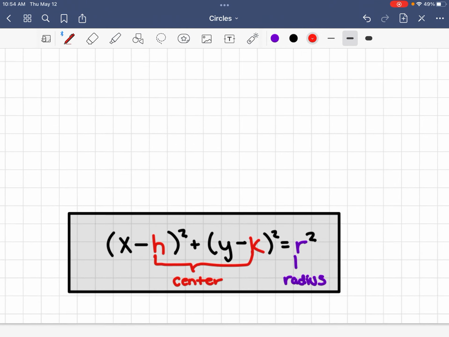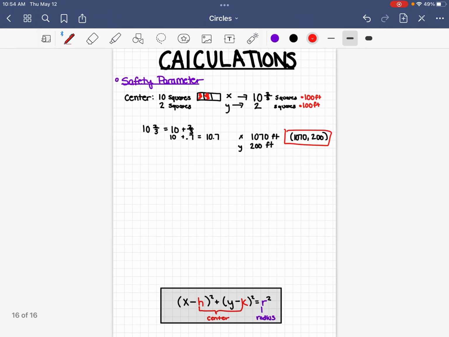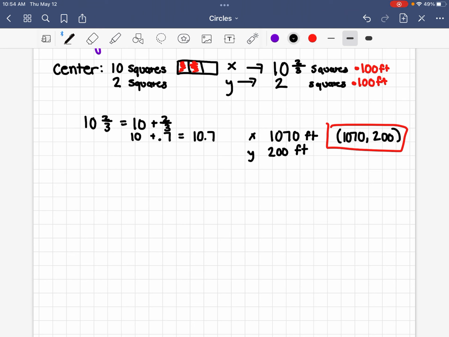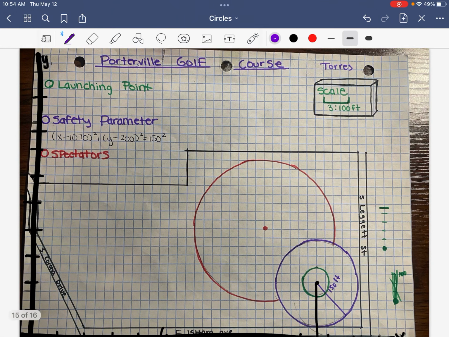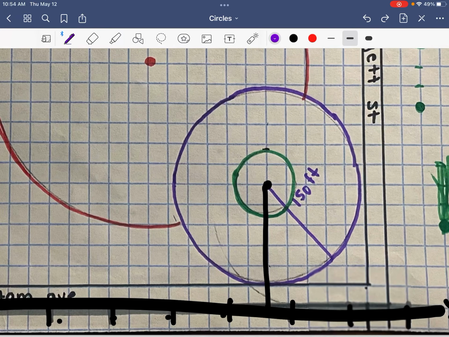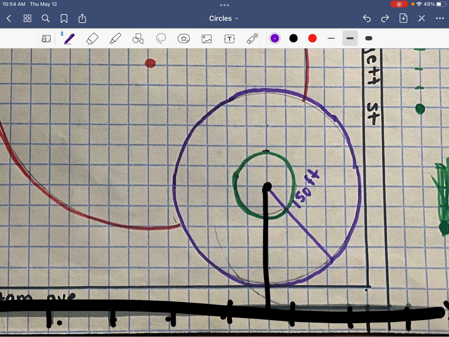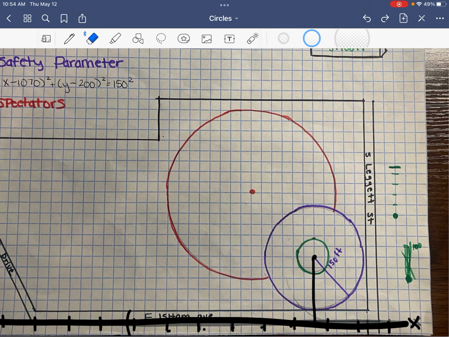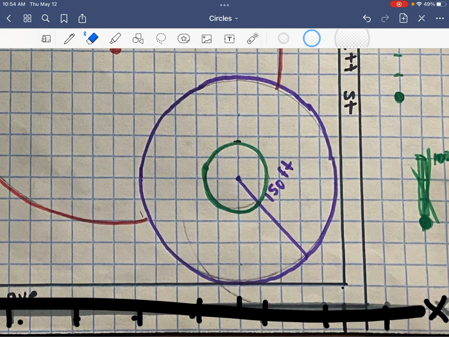All right, so we have center. The next thing we need is the radius. So I'm going to do radius. Nope, center I've been using red. Radius is purple. Okay. So if you remember, last time we had done my safety parameters 150 feet, right? Well, in case you don't remember, in case you didn't have a precise scale, or just to show you how to figure this out, I'm going to do it real quick, okay?